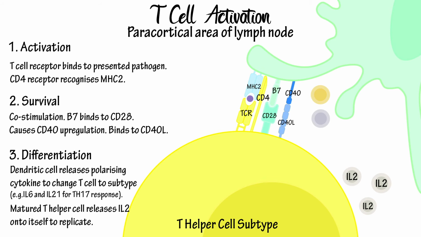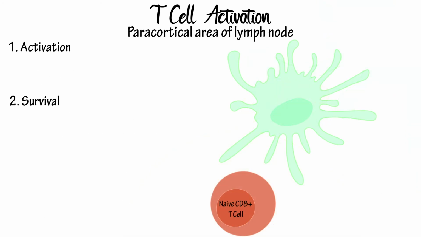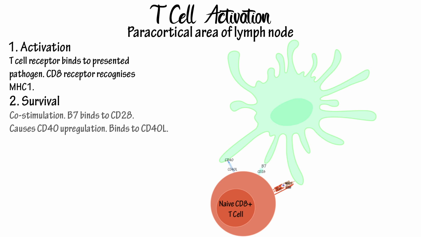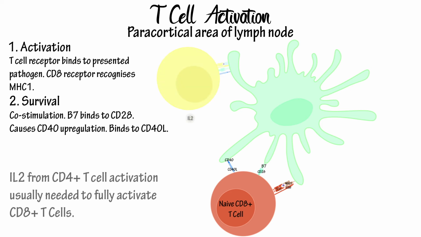But what if you want the CD8 cells? They go through a similar activation process to CD4 cells. Their T cell receptor binds to presented antigen, and their CD8 receptor makes sure this antigen is bound to MHC1. The survival signal is the same with the co-stimulation, but as these cells are particularly destructive, they also need the help of CD4 positive cells releasing IL-2 on them to be activated. Think of it like a form of 2-step verification. You need both the CD4 positive cell and the dendritic cell to activate them.